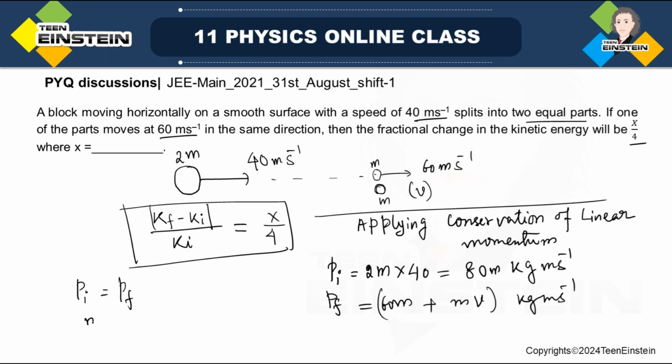If I just do that, then see what I get. I get m into (60 plus v) is equal to 80m. So from here, this m goes off. So we get 80 minus 60, that is 20 meter per second. The other one is also moving in the same direction because the sign is positive, with velocity 20 meter per second.